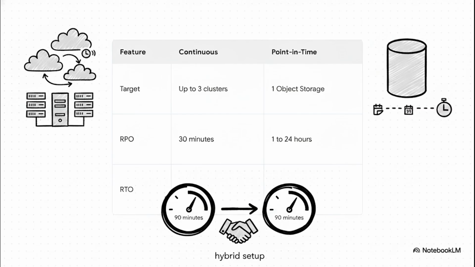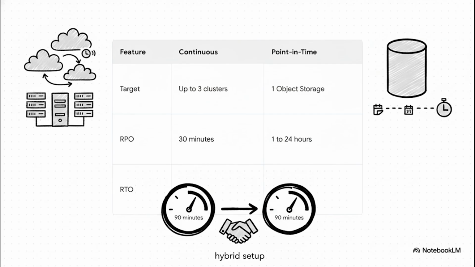Example 2 is point-in-time backup. This targets a single object storage bucket like AWS S3 or Nutanix Objects. Your RPO in this scenario is much wider, and you can configure it anywhere from 1 to 24 hours. But you really need to note the recovery time objective, or RTO, which dictates how long it takes to actually get the system back up and running. It is exactly 90 minutes for both methods.